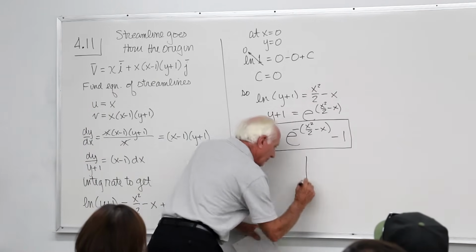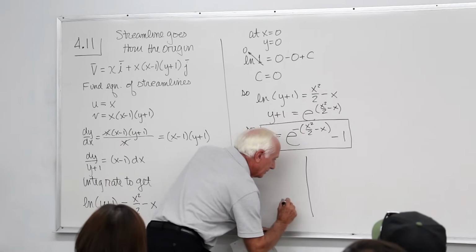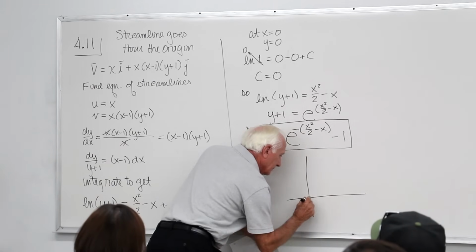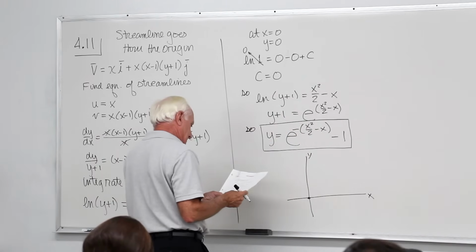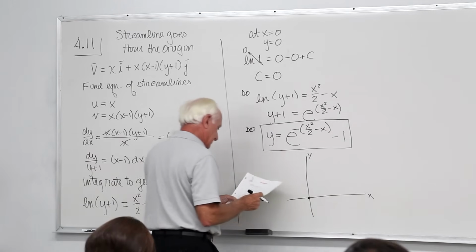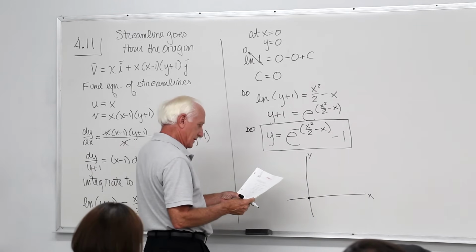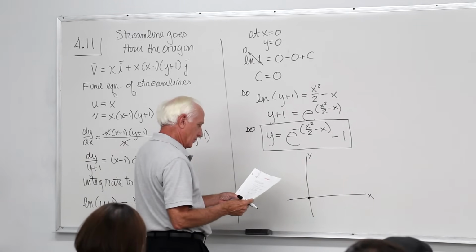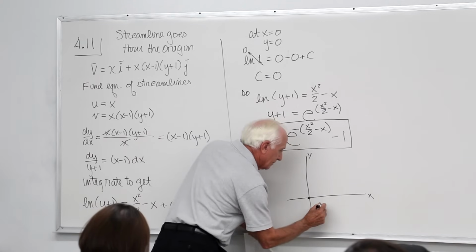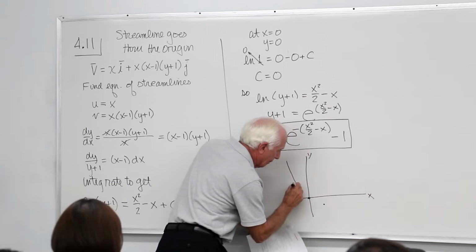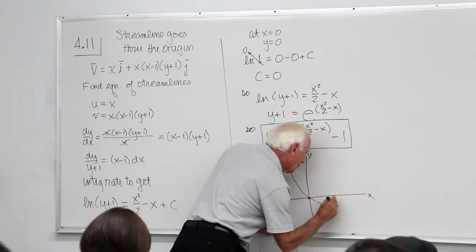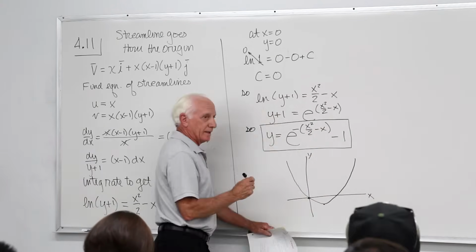I'm not going to go through the whole plot, but if you want to plot it, here's the coordinate axis. It goes through 0, 0, of course, and reaches its low point at x equal 1, y equal minus 0.5. So about here. So it comes up like this. That's the streamline there.